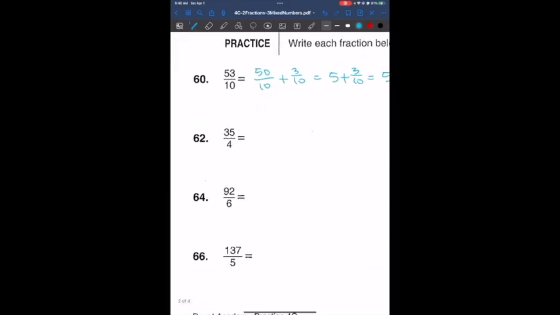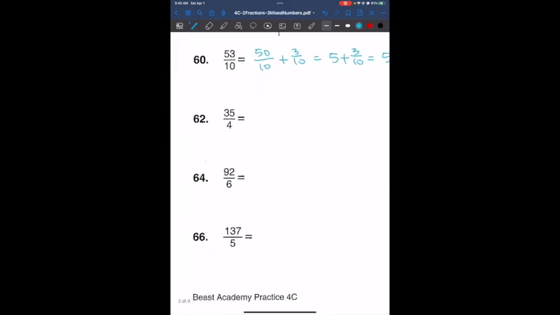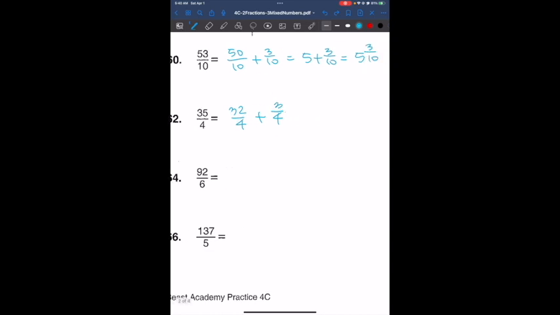Then we have problem 62. So a multiple of 4 that is less than 35 but closest to 35 is going to be 32. So we're going to write 32 over 4 plus 3 over 4, since 3 plus 32 is 35. And so that's going to translate to 8 plus 3 over 4. So we're going to write 8 3/4.